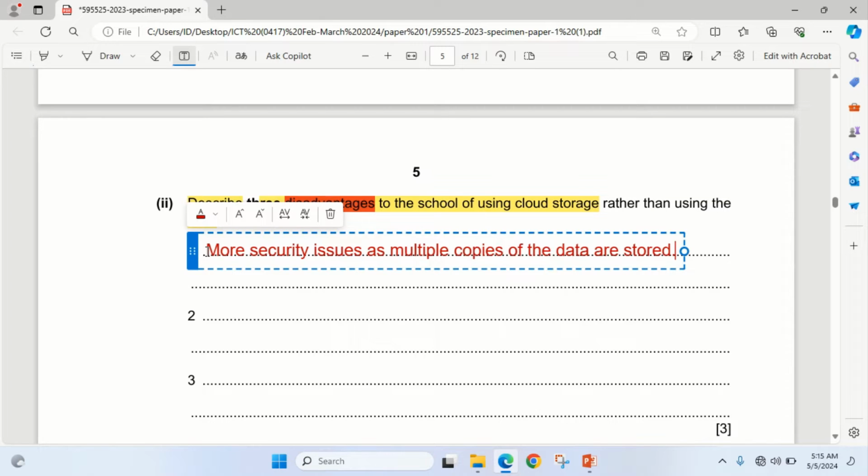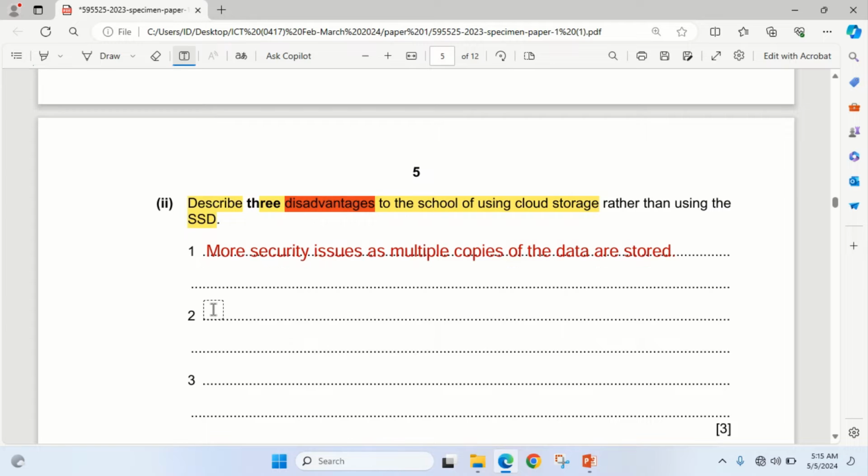Another issue that could arise is that the school loses control over the storage of the data because so many people are storing directly to the cloud, so they may not be able to organize who stores what data and at what time. So that's another issue. Another issue is that cloud storage has an ongoing cost. That's one thing about it.